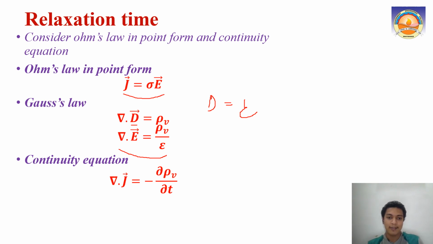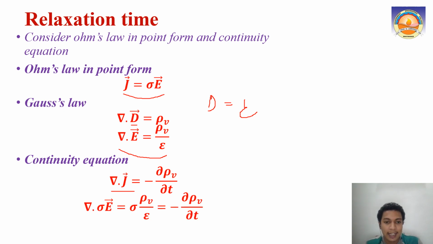So there is something interesting here. We have this del dot J, and we know we can write J using Ohm's law in point form. If we substitute J with sigma E, let us see what happens. In place of J, when I write sigma E, the equation becomes del dot sigma E equal to minus dou rho V by dou t.